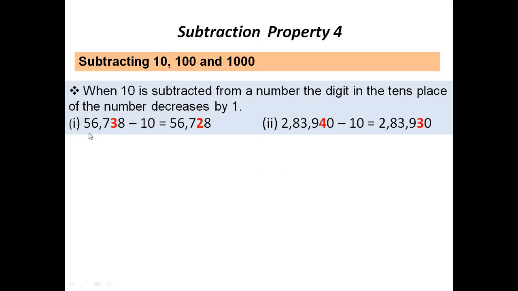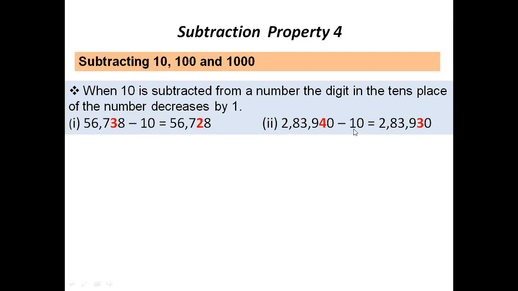You can see here in the example, 56,738 minus 10 gives you 56,728. The digit in the tens place here is 3. It gets decreased by 1 and becomes 2 when we subtract 10 from that number, right? You can see if this 10 comes below 38, then 8 minus 0 gives you 8, the very first property, and 3 minus 1 gives you 2, right? Second property.